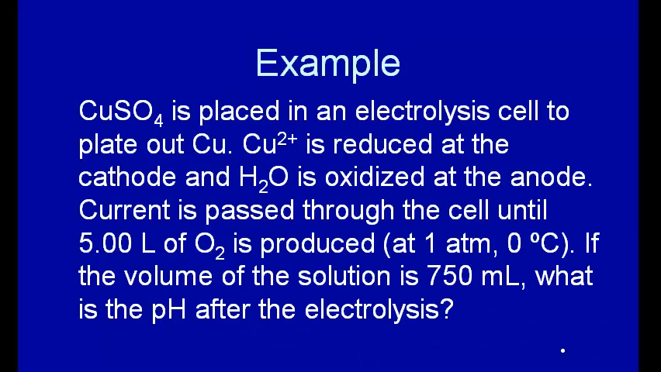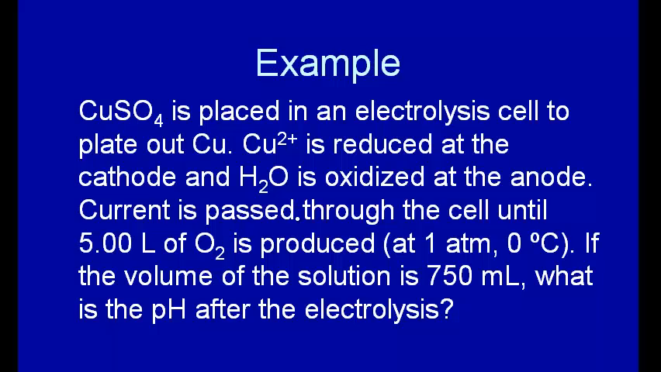All right, 1 more, or maybe 2 more. This might be the last one here. Yeah, probably. All right, so let's do copper sulfate. This is placed in an electrolysis cell to plate out copper. Copper is reduced and H2O is oxidized at the anode. Well, that's nice. Tell us what to do. We don't have to write down the half reactions or figure out what they are.